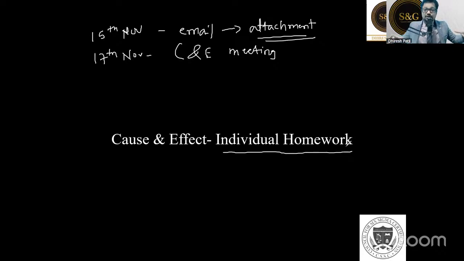So cause and effect has to be done individually first, and let them send the email to you with the attachment filled with the data, filled with the causes according to them, and then discuss those causes during the meeting. Give everybody 5 minutes time and let them present. Okay. Or you can give the sticky notes, yellow sticky notes.